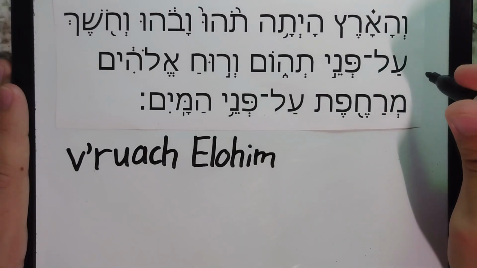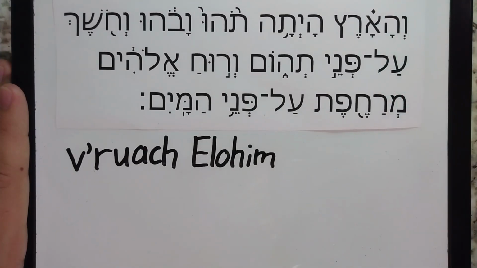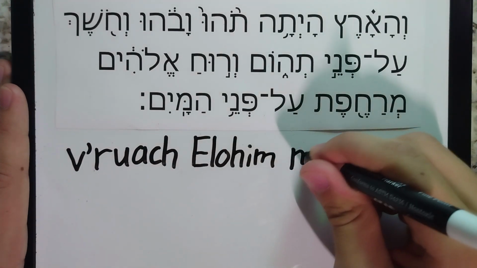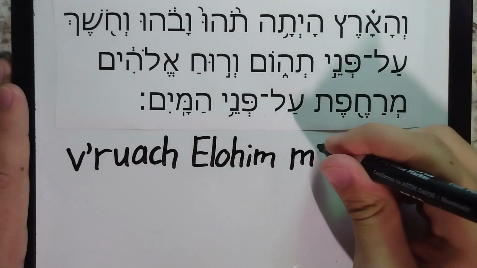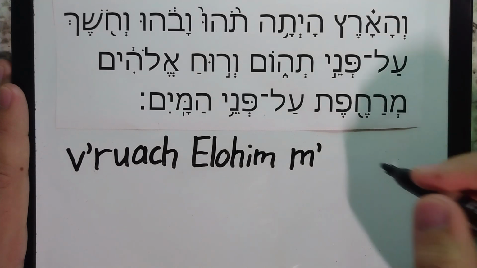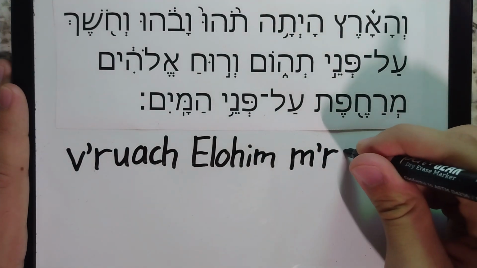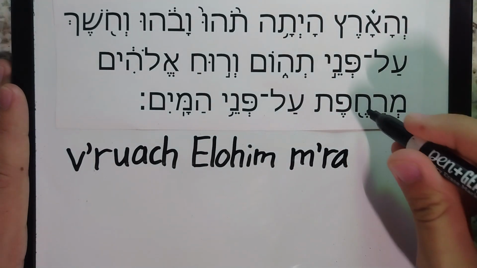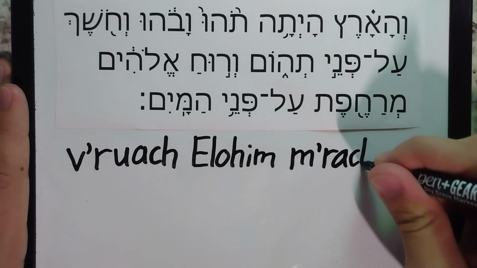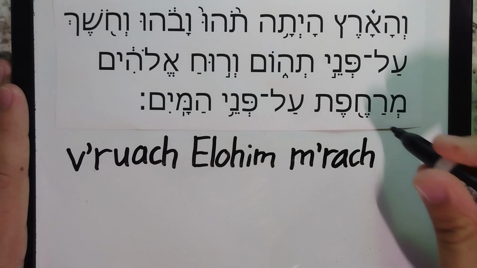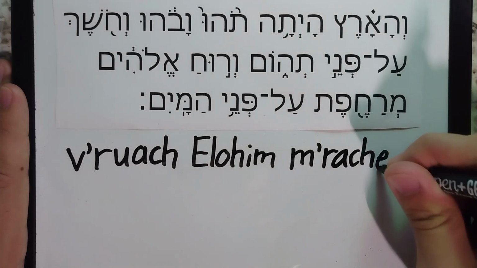And then we'll move down a line to see the next word, which starts with a letter mem, which says m. Under the mem we have a shva, which ends the syllable. Next is a letter resh, which says ra. Under the resh is a patach, which says ah. Then we have a chet, which makes the guttural ch sound. Under the chet we have a segol, which says eh.